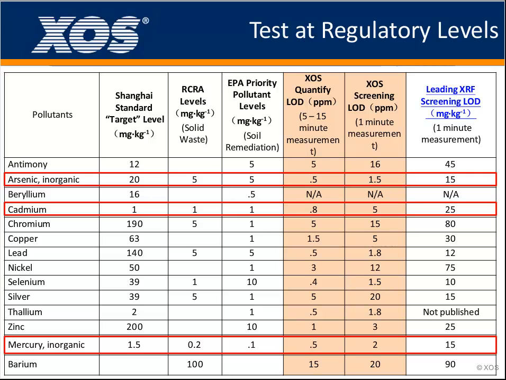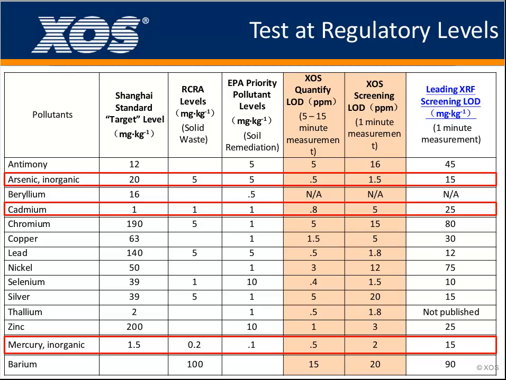And here we can see we test at regulatory levels. Pollutants, we can take arsenic, cadmium, and mercury, for example. The Shanghai standard and RCRA levels, we can see the numbers are relatively low for these kinds of elements. And for XOS quantify LOD, we can see the number is really low: 0.5, 0.8, and 0.5 for these elements. And for screening mode, it is 3 times larger than the quantified mode.